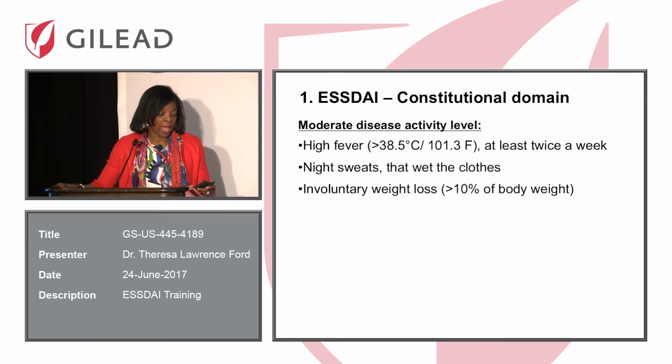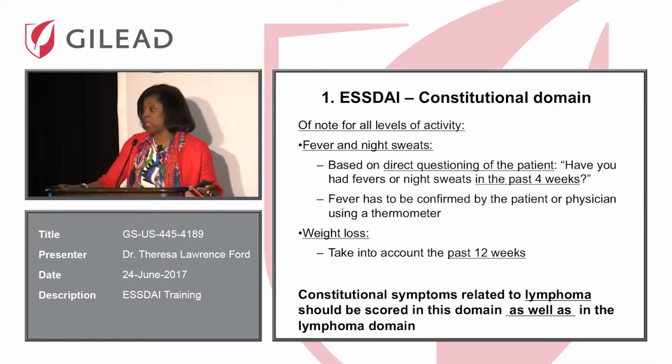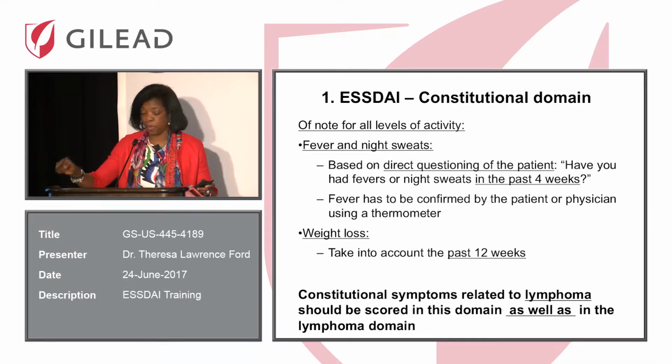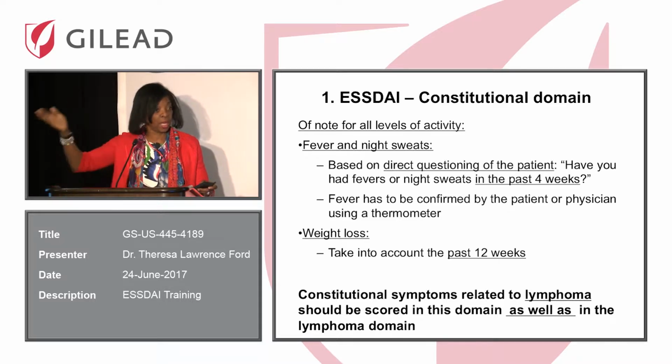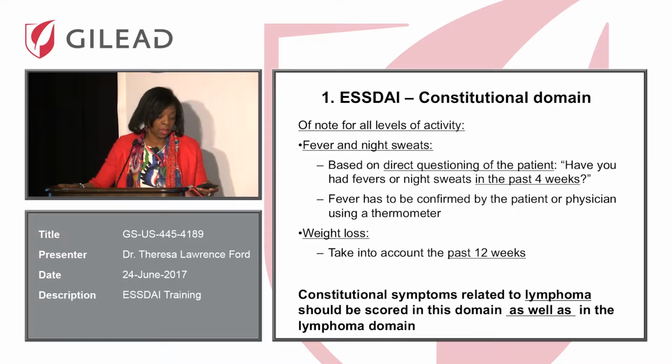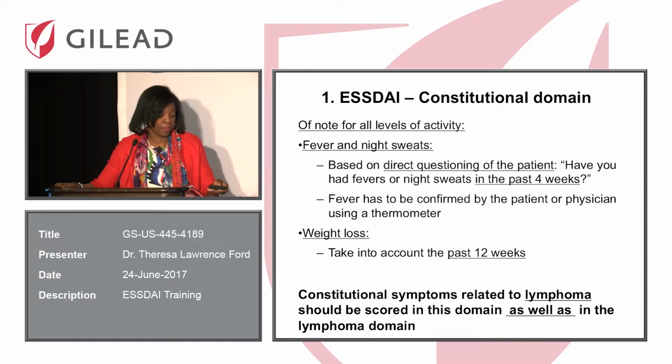So for all activity levels, we have to engage the patient. We have to talk to them. We have to ask them, have you had fevers or night sweats in the past 4 weeks? So we're looking at a period of over 4 weeks. And fever has to be confirmed by the patient or physician with a thermometer reading. And weight loss has to take into account the previous 3 months. Constitutional symptoms can possibly be related to lymphoma. And if so, they should be scored both in the constitutional and the lymphoma domains.